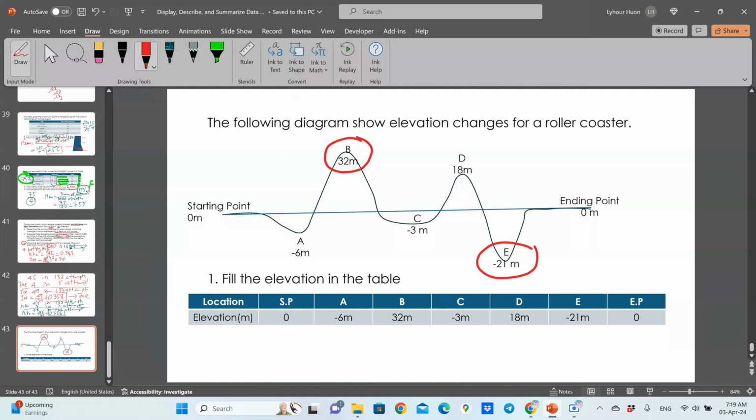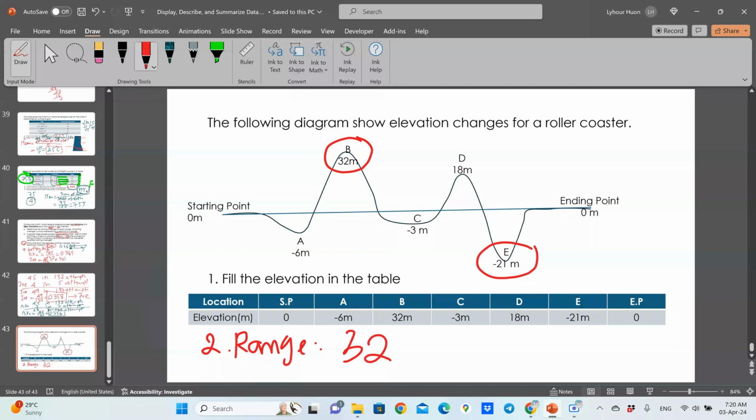So how do we find the range? We subtract the lowest number from the highest number. The range is the difference between the highest and the smallest. So in order to find the range, we take the highest value, 32, and subtract minus 21. How do we do that?